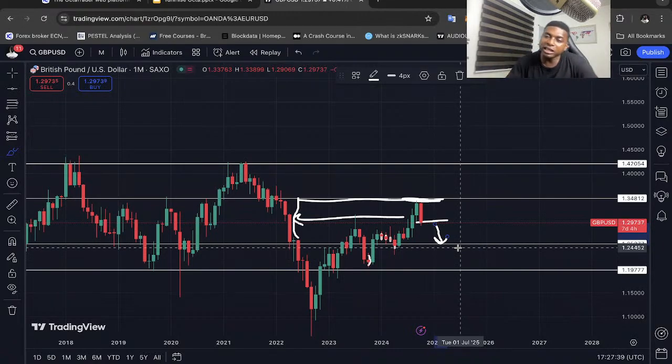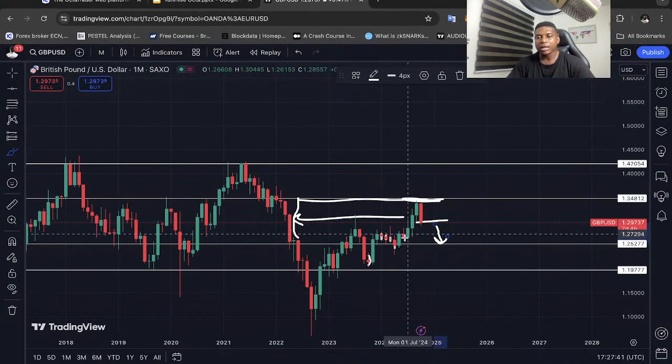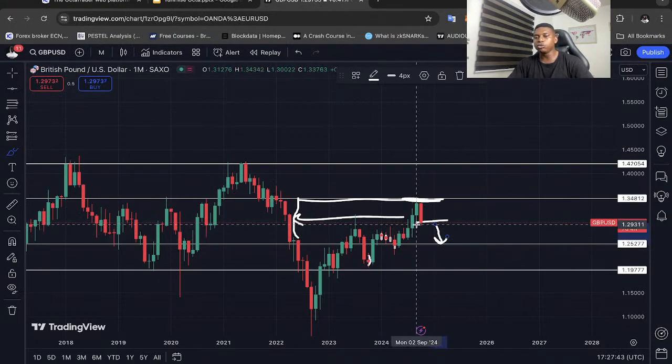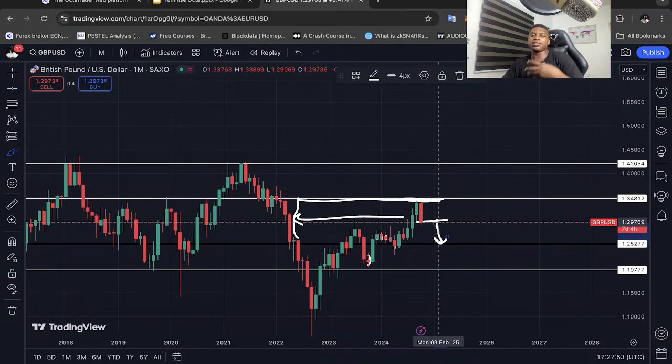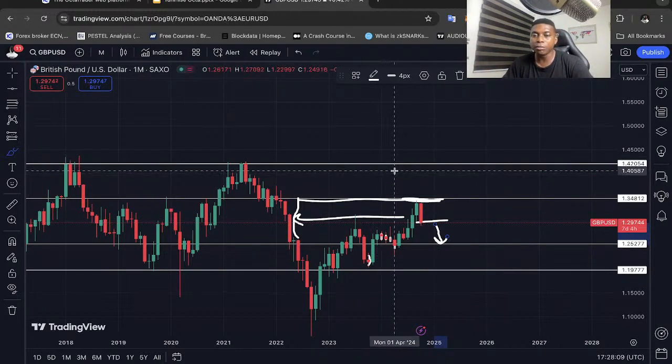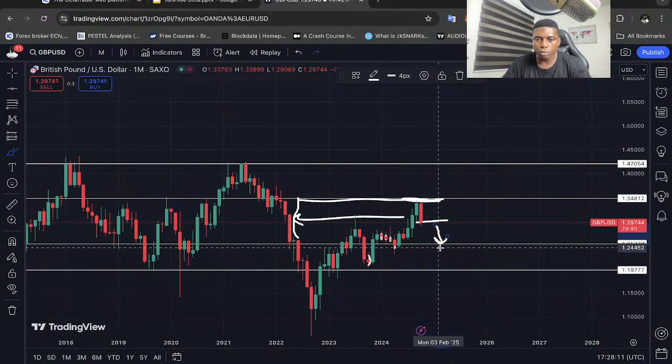Okay, now today is the 24th, and if the month ends with a candle very bearish like this, we might see November even more bearish. So chances are that what the candlestick of this month is depicting might be a reflection of what would most likely happen more in the months to come.